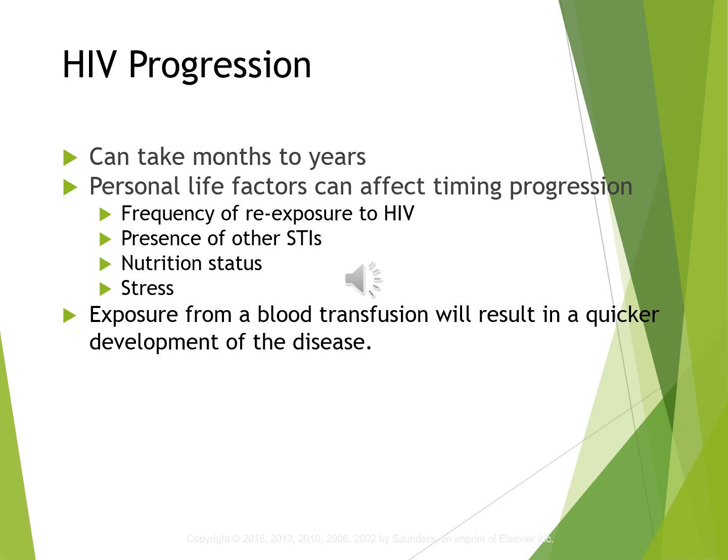And stress, really. When I think of stress, we think of stress as just being mental, you've got to calm down, but stress really wreaks all kinds of havoc on the body, and especially with the immune system, it's one thing that can definitely weaken it, make it less effective. And so if that person is really stressed out and that immune system is weaker, this can definitely progress quicker on that particular person. And exposure from blood transfusions will definitely result in a quicker development of the disease versus somebody who has been exposed to it through sexual contact.